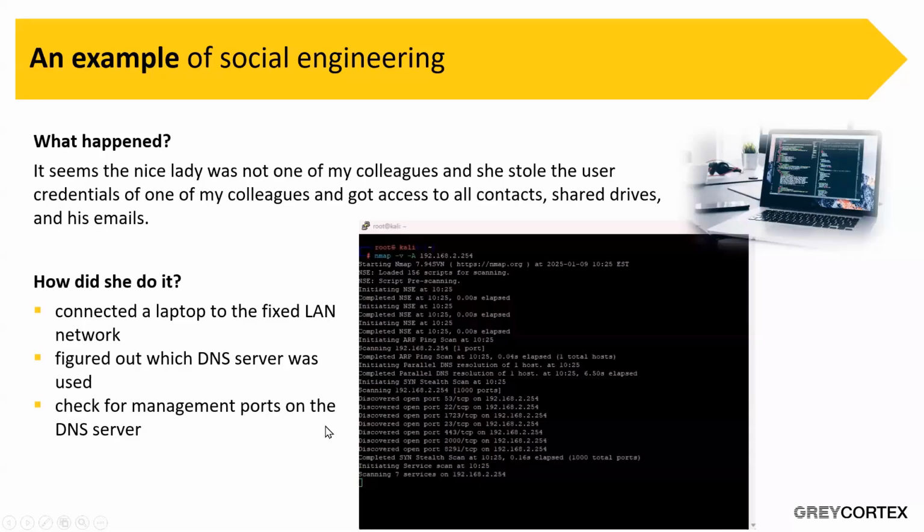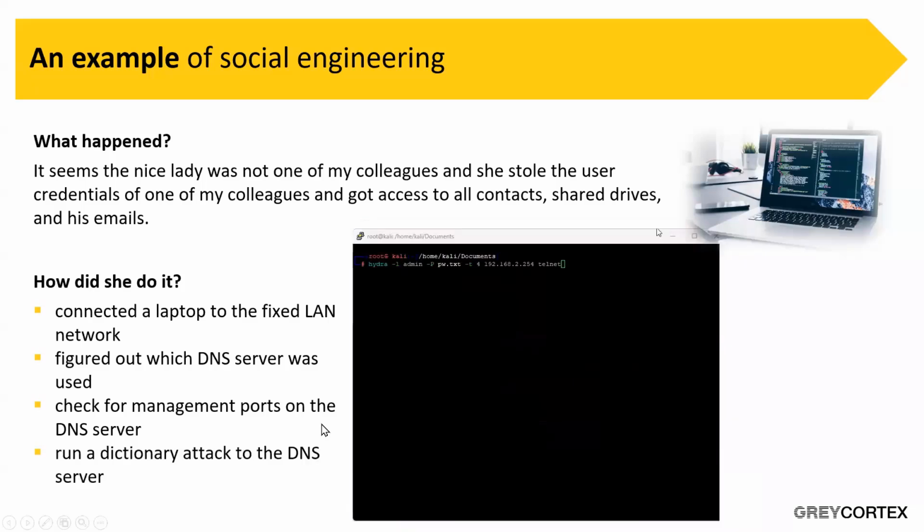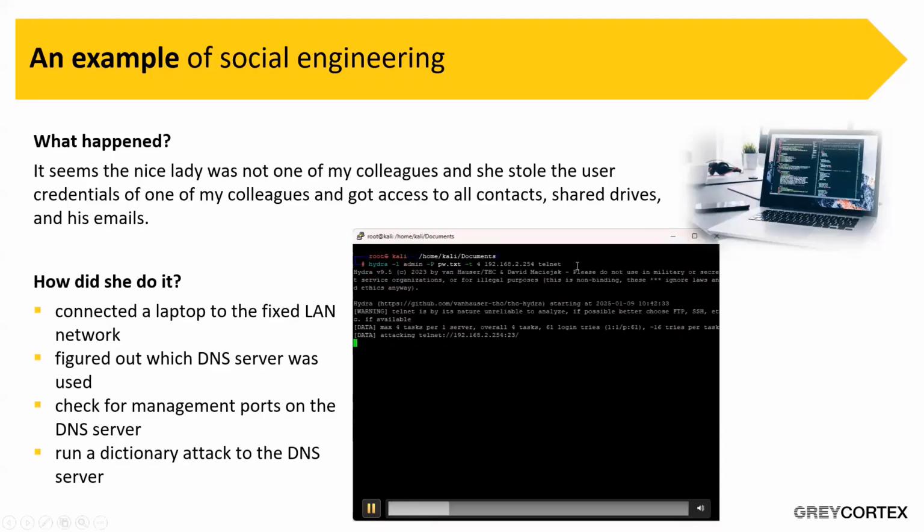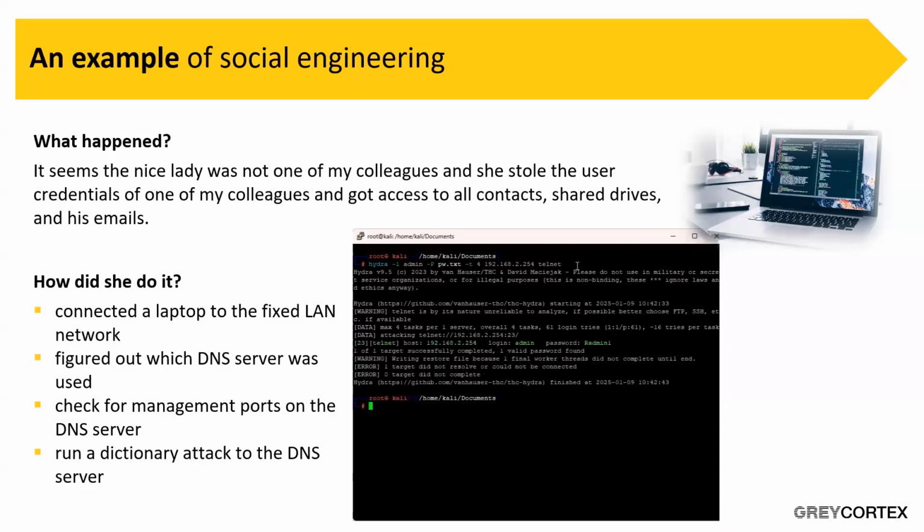So she said, okay, I see that Telnet is available. What can I do? Probably run a dictionary attack on the Telnet session. And that's what she did. She had a library with passwords and usernames, of course, and she ran it against that DNS server. And you see on Telnet there was a connection to the DNS server 192.168.2.254, and the login username is admin, lowercase, and the password was rodmin1 with a capital R.